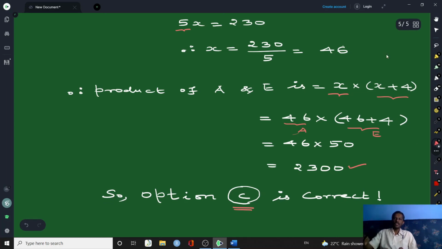Okay. So while doing problems of this type, you have to be careful before choosing the answer. Before selecting the answer, make sure to read the question again, and then you can mark the answer. Okay.